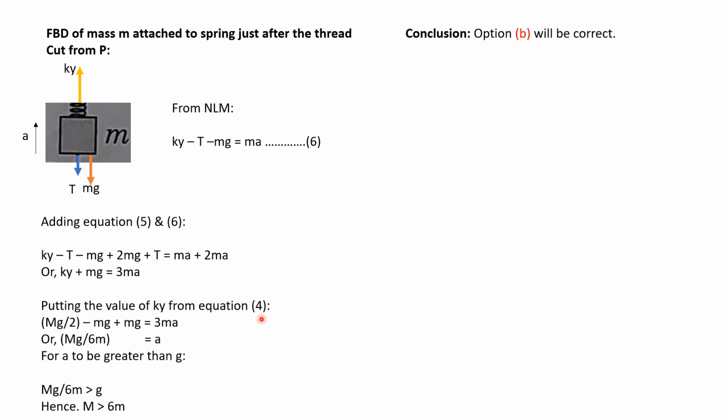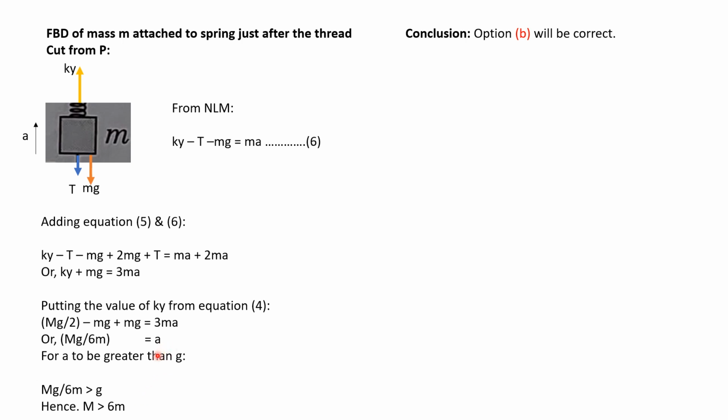Now from equation number 4, we will put the value of ky because ky is the only force which is not changing just after cutting the thread at P. Okay, so ky will remain the same as it was before. So ky is capital Mg by 2 minus mg, plus mg is equal to 3ma. We will bring 3m to this side, so this will become a equal to Mg by 6m. So after calculation, you will get that.